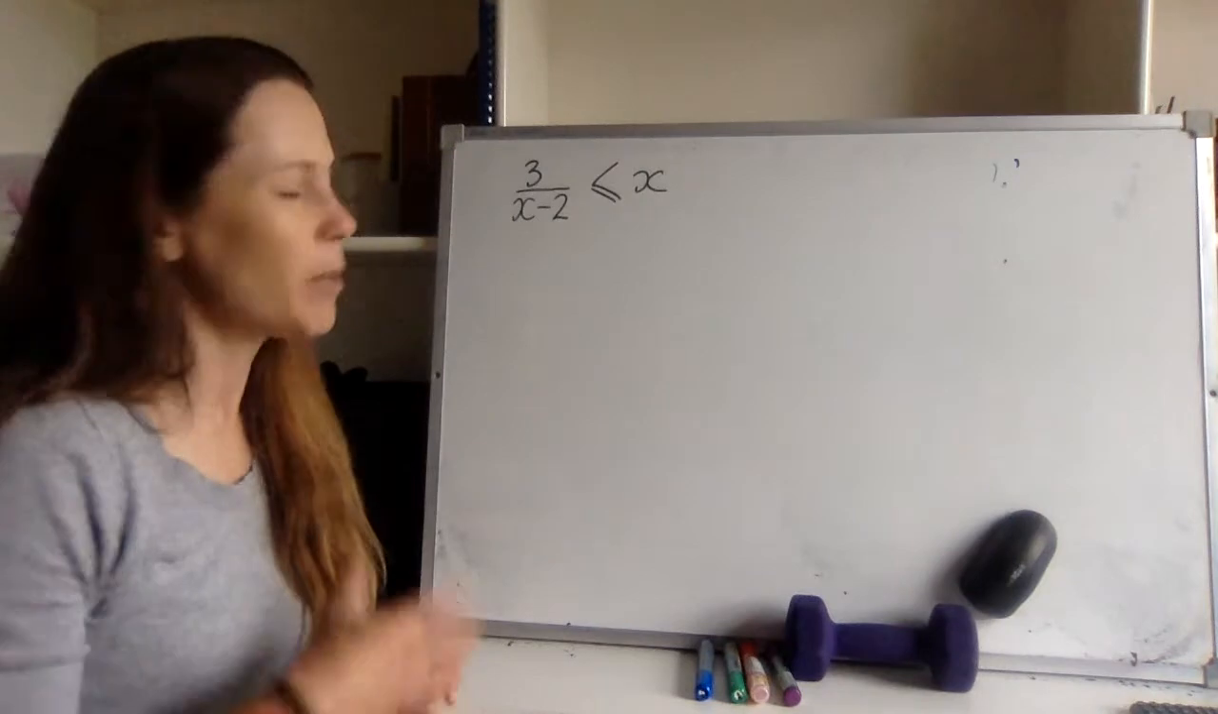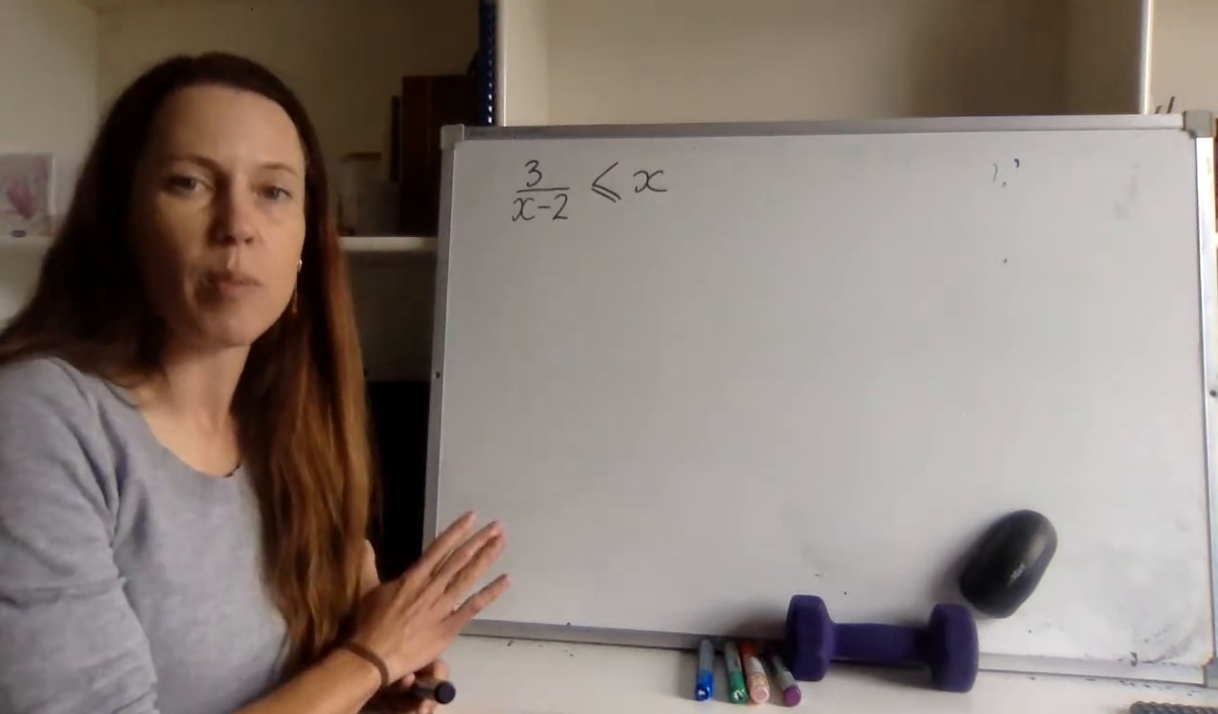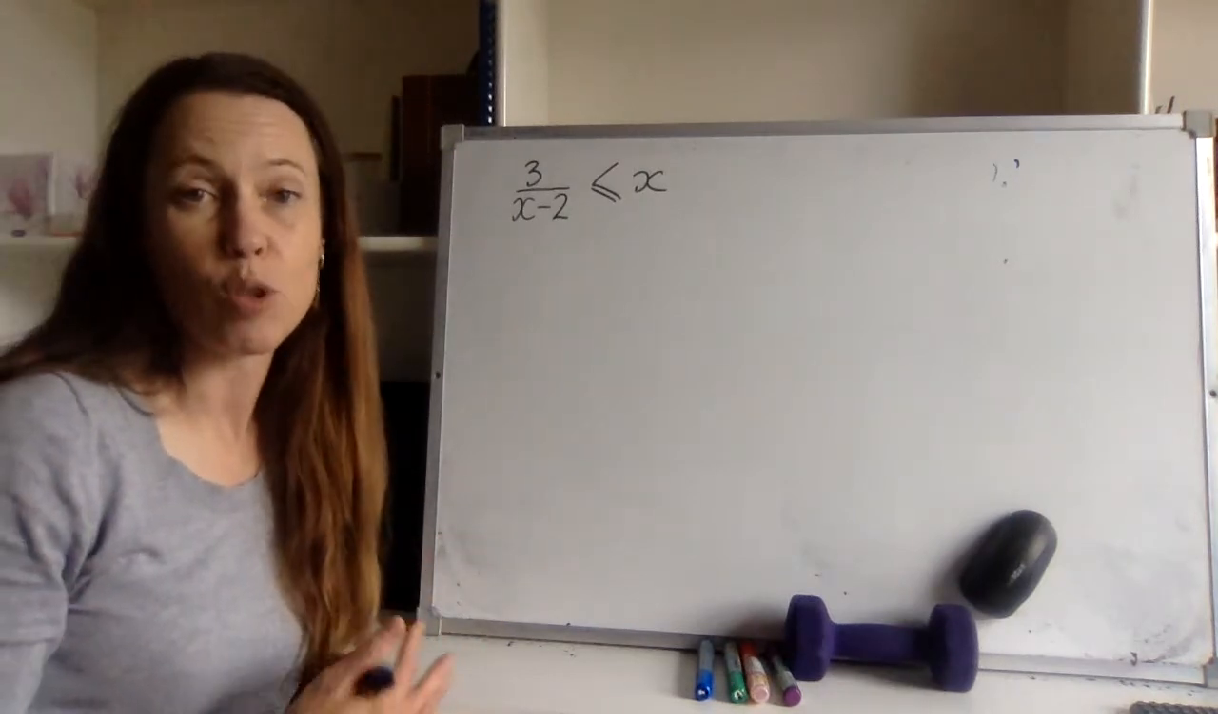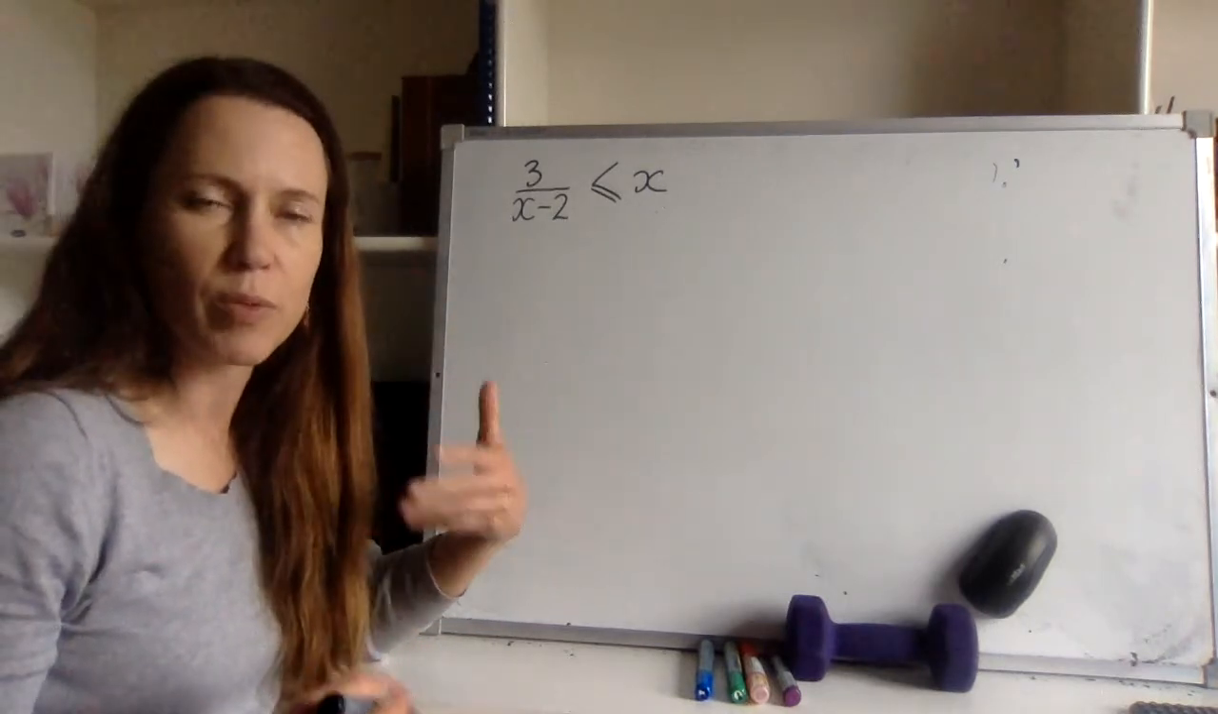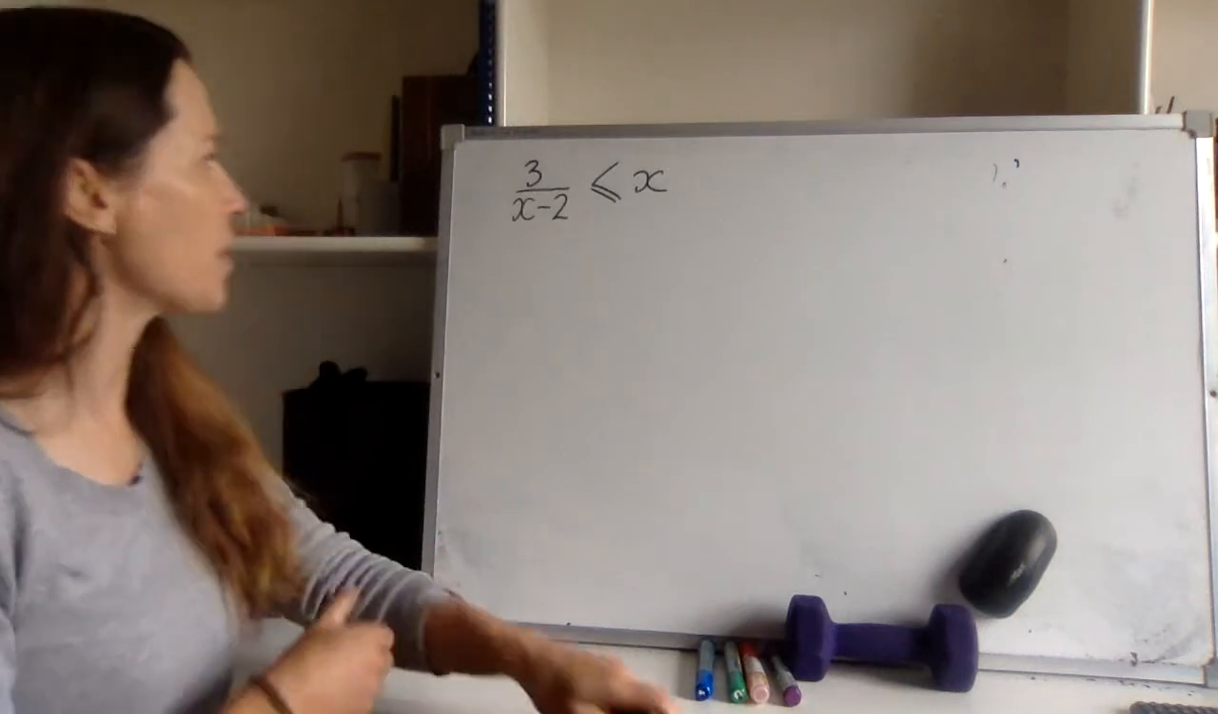That way we know that we're multiplying by a positive number and we won't need to flip the sign. I'm going to show you a couple of methods for solving this same problem, just so that you've got a few different tools in your toolkit, because each problem might present itself with a different method that appeals to you.